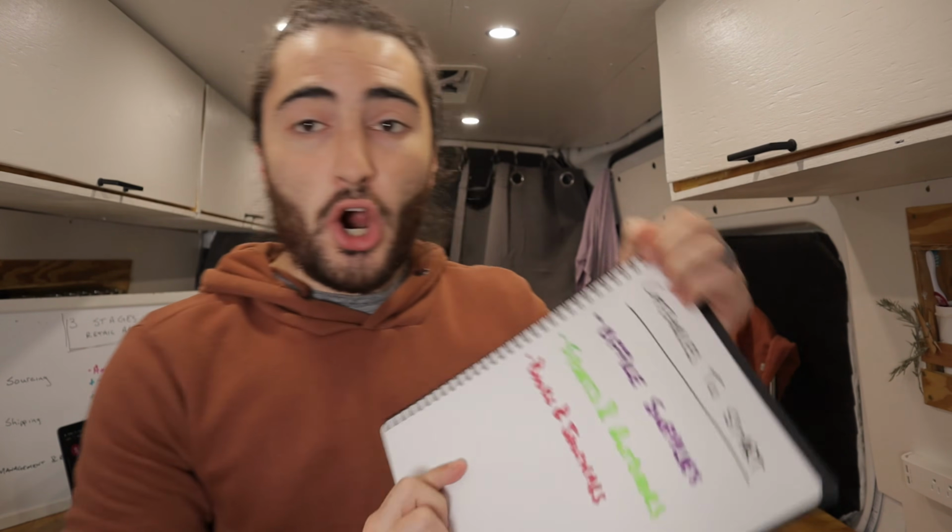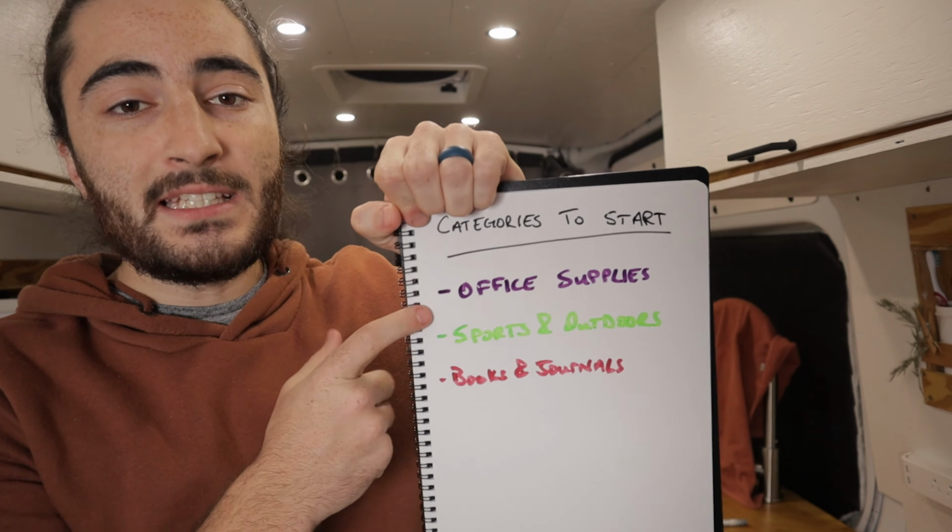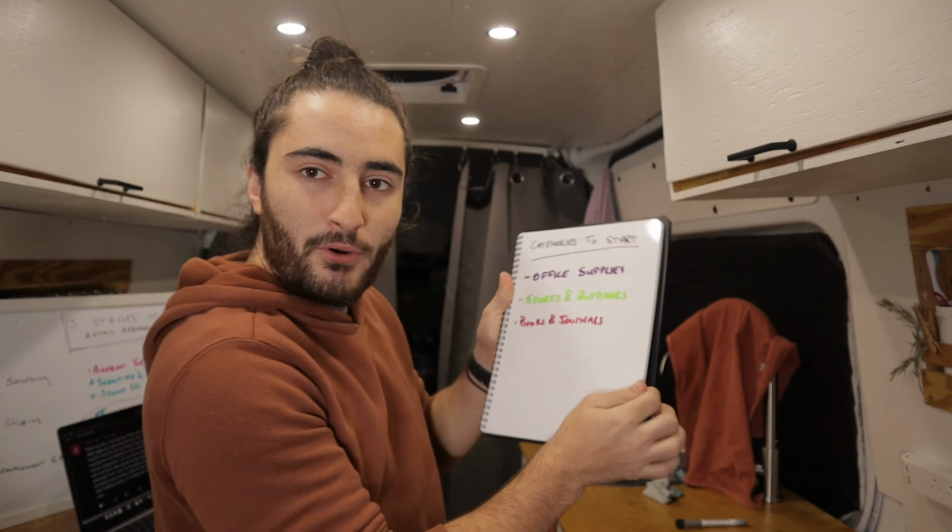And so my 3 suggestions for specific categories to get started are office supplies. I've heard this is a relatively easy one to get ungated in. Also, I got a new whiteboard notebook. I'll show you one in a second.